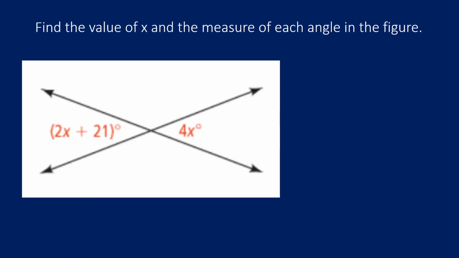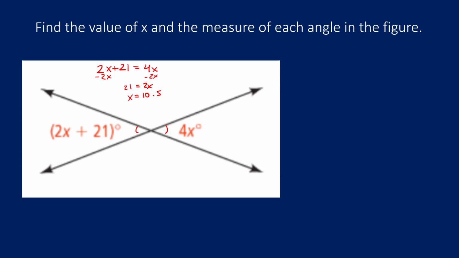Sometimes you'll see questions like these. This would be an easier one. Find the value of x and the measure of each angle in the figure. Well, you've got two lines crossing, and you have angles across from each other. So we know those must be congruent. And when two things are congruent, it means their measures are the same. So we could simply set those equal. So we know 2x plus 21 must be the same thing as 4x. And now we solve. And of course, that's an easier equation to solve. 21 equals 2x, so x is going to equal 10.5.